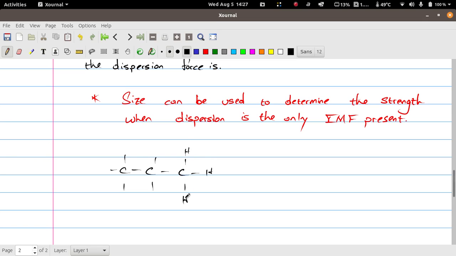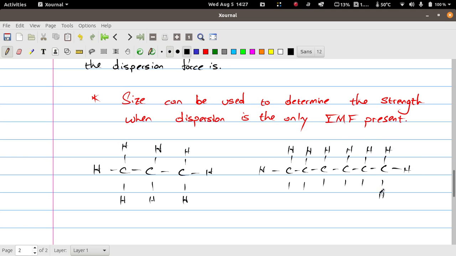I'm going to draw both of these molecules out. So this is propane, and then I'm going to draw out hexane. And I really am not happy with myself that I chose this molecule, because that is a lot of H's to write. Just to prove a point.